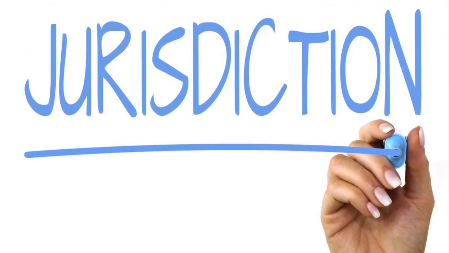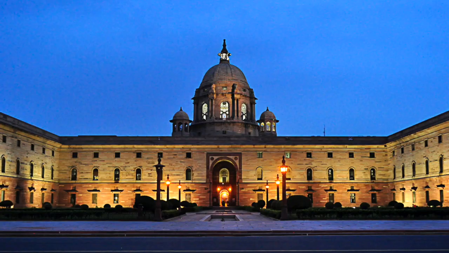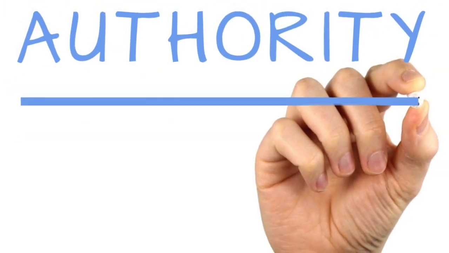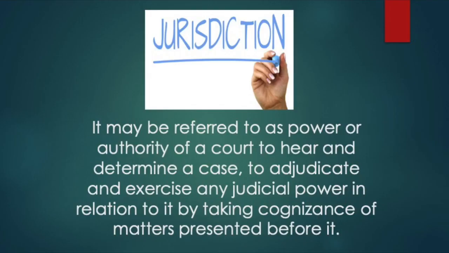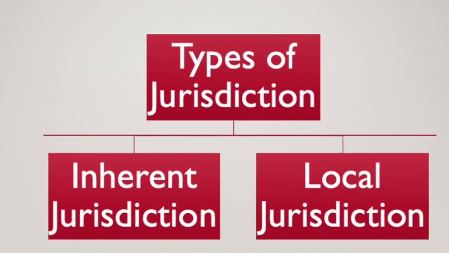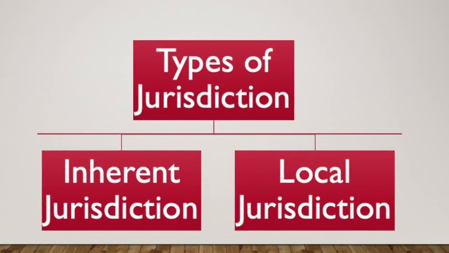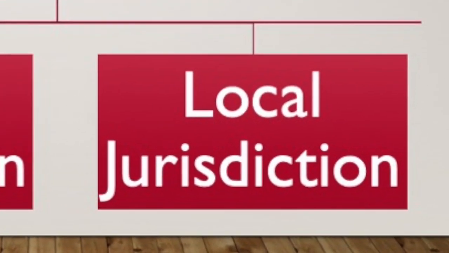Friends, jurisdiction is the feature of a sovereign state and it implies judicial, legislative and administrative competence. It may be referred to as the power or authority of a court to hear and determine a case, to adjudicate and exercise any judicial power in relation to it by taking cognizance of matters presented before it. There are two kinds of jurisdiction of a court: the inherent jurisdiction, where a court is not empowered to try the case, and local jurisdiction, which refers to the limit of the area in which the court can exercise its powers.